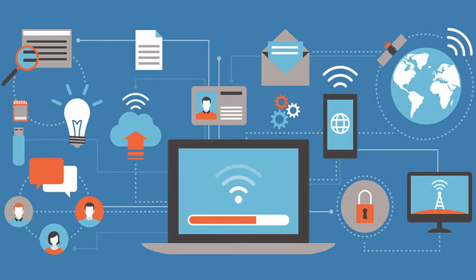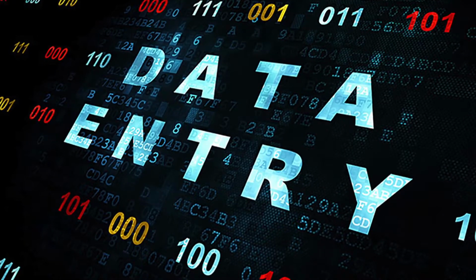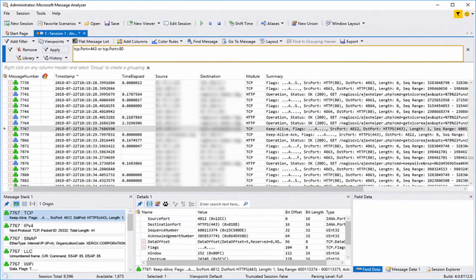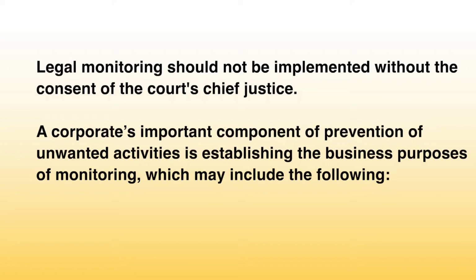Monitoring is done by a person other than the user, and it may be made known to the user or kept confidential. The data captured must be kept confidential and the access must be restricted to information technology personnel who require the information to address system integrity and security issues. Electronic monitoring logs and other records must be removed on a regular basis, but the statistical information compiled from monitoring data may be retained, provided it is aggregate information and addresses system integrity and security issues. Legal monitoring should not be implemented without the consent of the court's Chief Justice.